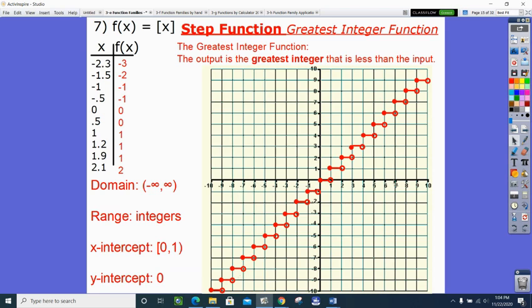Now the output, when you turn your head, is only integers. So you're never going to get an output of like 1.5. You're never going to get an output of negative 5.3. So the range would just be integers, and that's the jump.